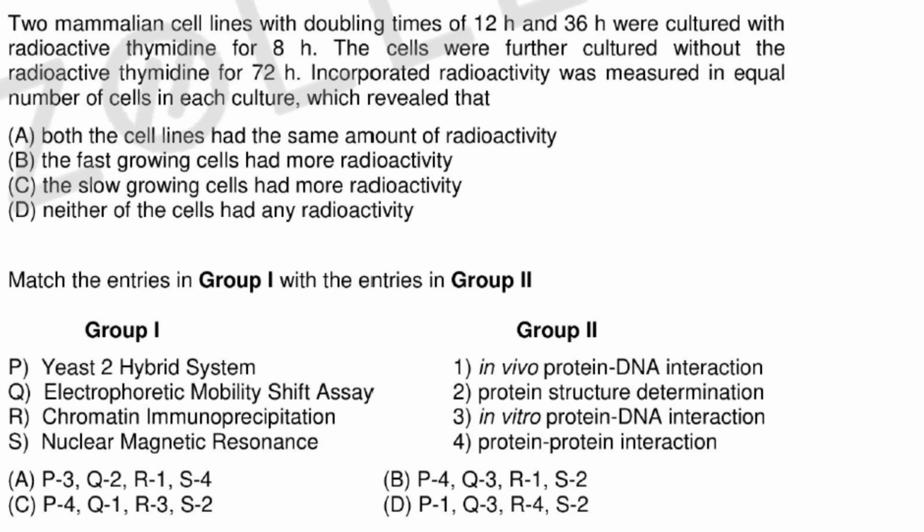Fast growing cells have shorter rest phases, so they will not have more radioactivity. Slow growing cells have more radioactivity because they have a longer rest phase. Slow growing cells spend more time in the G1 phase, and once they reach the S phase, they incorporate more radioactive thymidine due to the longer rest phase. So the answer here is option C.